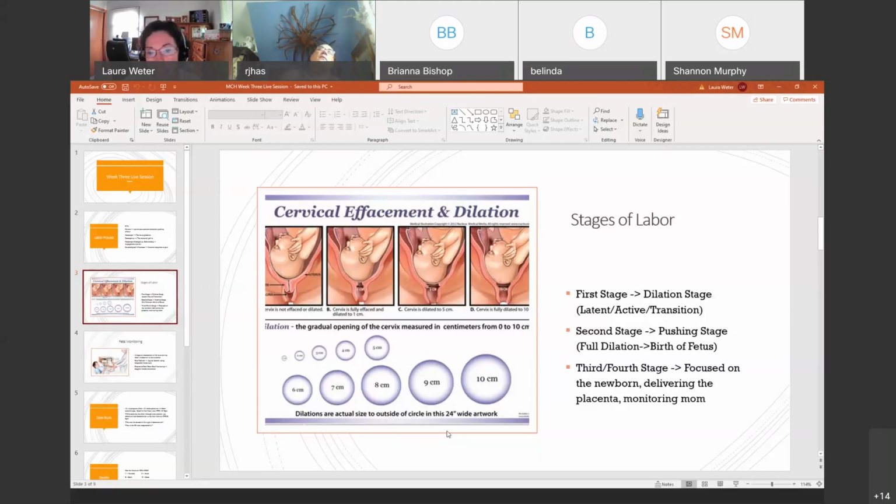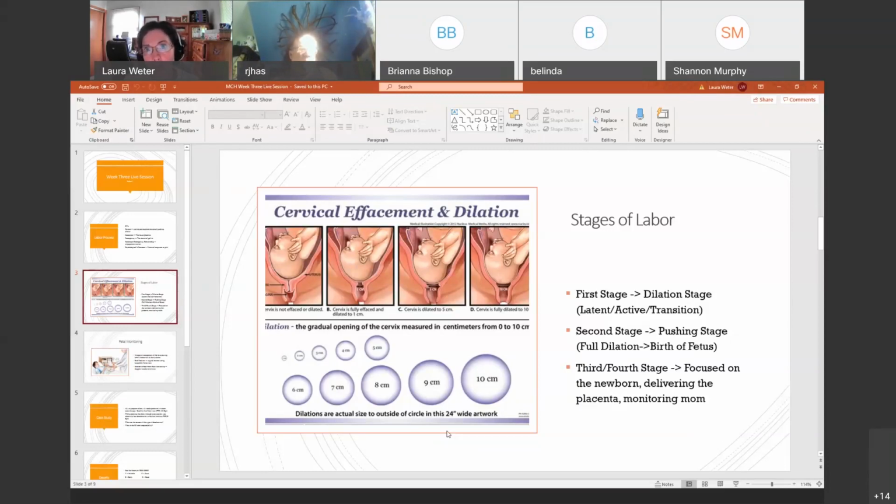Very, very intense. So now we're going from 8 centimeters to completely dilated, which is 10. Complete dilation is 10 centimeters. Okay, effacement, on the other hand, that is in percentages, because we're talking about the thinning of the cervix, right? So if we have complete dilation at 10 centimeters, complete effacement is 100%.